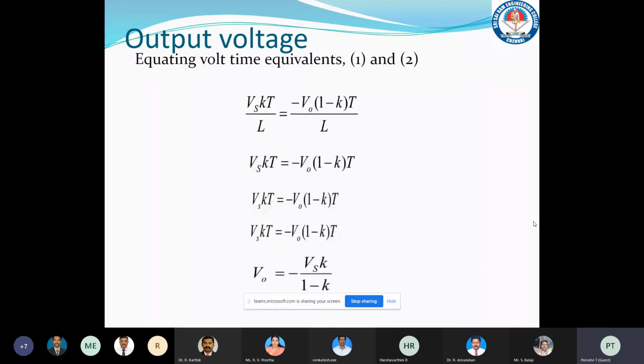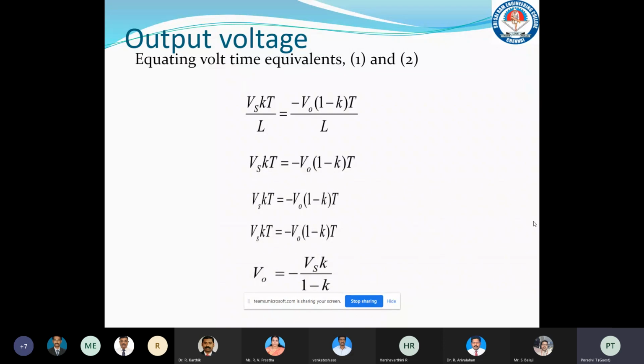Again, to obtain the output voltage equation, we have to equate the ripple current expressions obtained in mode 1 and 2, as given by equations 1 and 2. So we can write Vs KT by L is equal to minus V naught into 1 minus K into T by L. After simplification and rearranging the expression, we will get the output voltage V naught, that is equal to minus Vs K by 1 minus K.